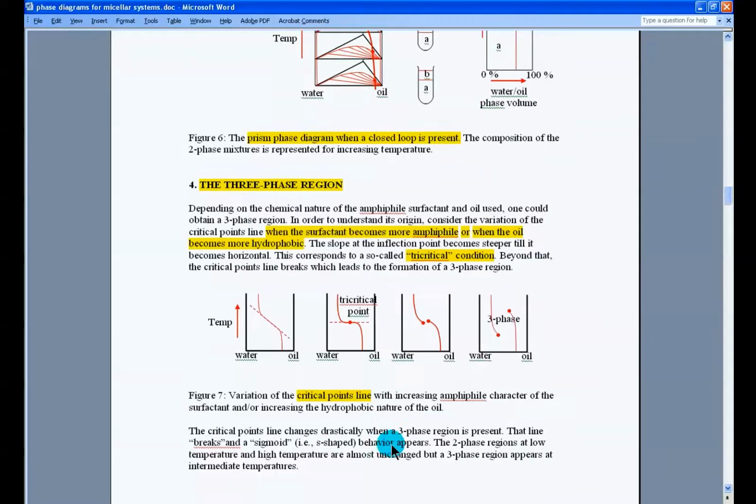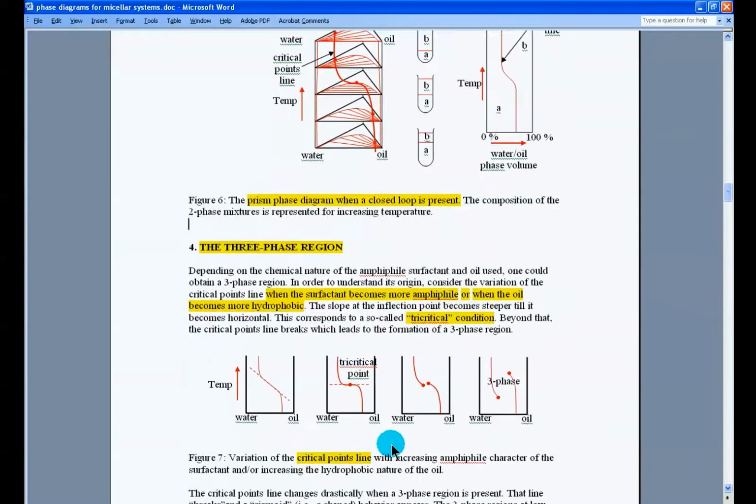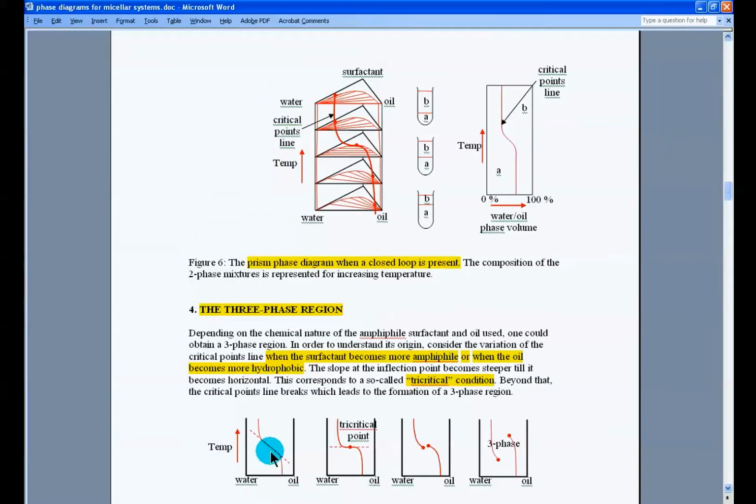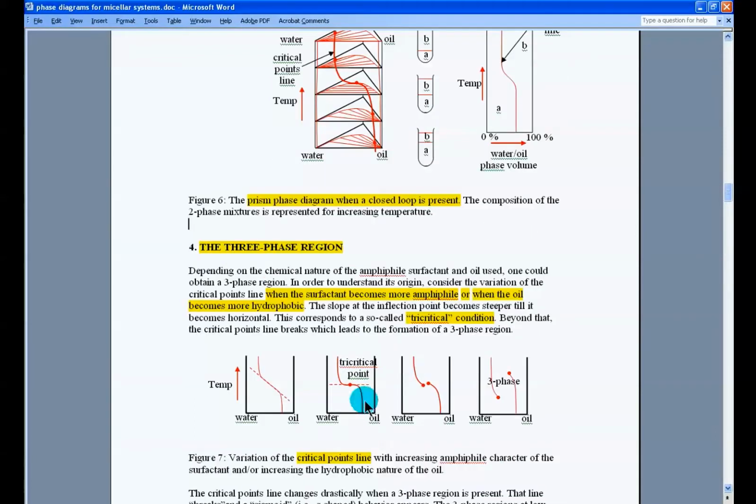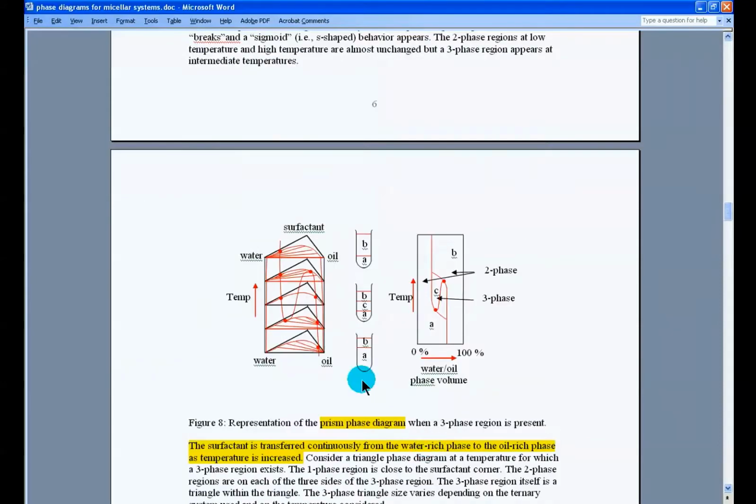Let's look at when the 3 phase region shows up. So we have this phase diagram here. When the surfactant becomes more and more amphiphilic, we could get a tricritical point here, and then formation of a three-phase region. There it is, a case where we have a three-phase region that forms.